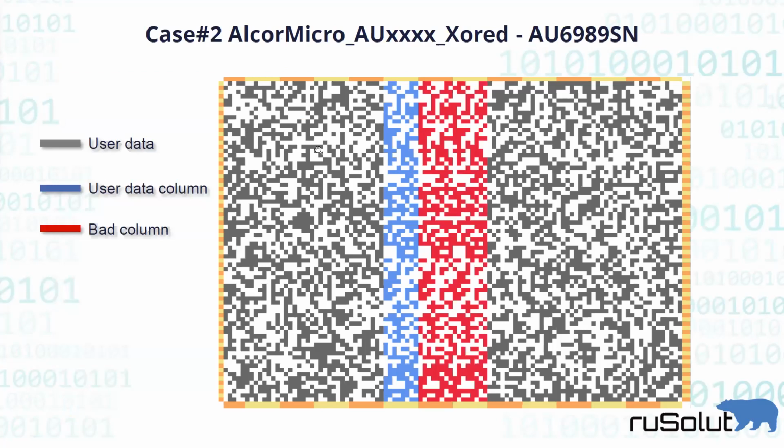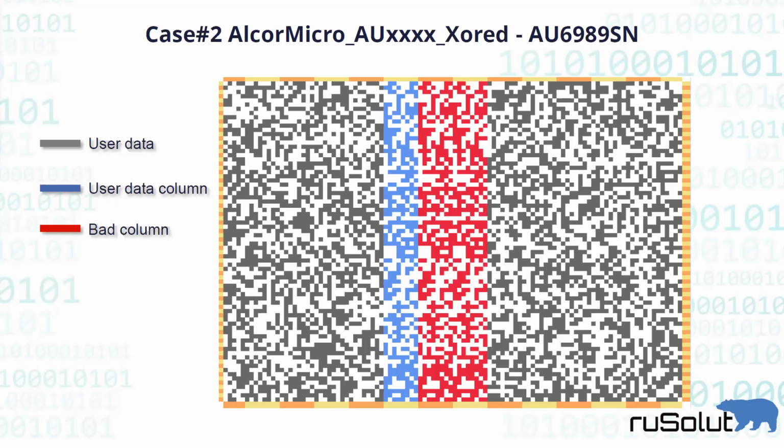So these bad columns will be visible in case of Silicon Motion controllers, and we also have the next case, which is Alcor Micro XORed columns, and here the situation is completely different because in case of these controllers, these bad columns are not visible on the bitmap. In case you have such a case for the first time, you won't be able to see them.